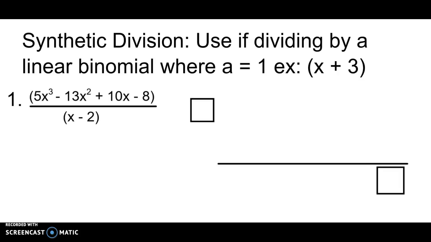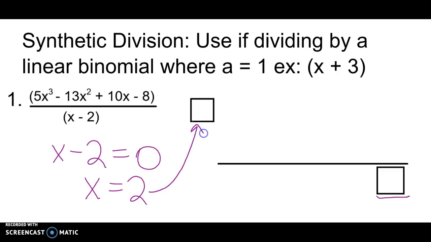Okay. So you'll set up each synthetic division problem like this. You'll draw a box, a line, and another box. That tells you what you're dividing by and what your remainder will be. So to find this box, you're going to set your divisor equal to 0. Super simple algebra 1 problem. You have x is equal to 2. You add 2 to both sides. And this is what goes into the box up here.